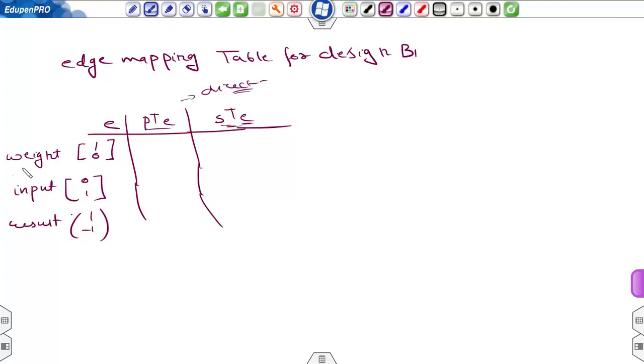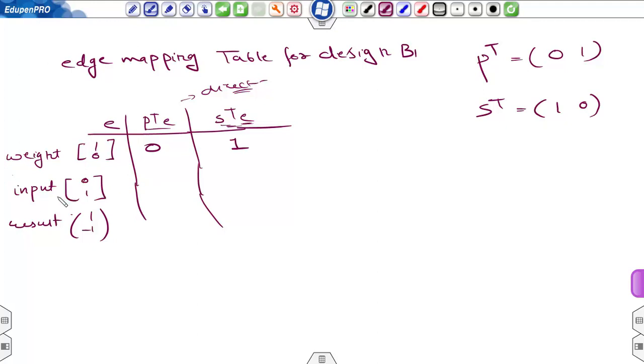So we have three edges in our dependence graph: weight, input and result. I have already discussed their orientations. The value of P transpose is [0 1]. So P transpose multiplied by the weight edge [1 0] gives 0, and for S transpose e, the value of S transpose is [1 0]. So S transpose e will give you 1.